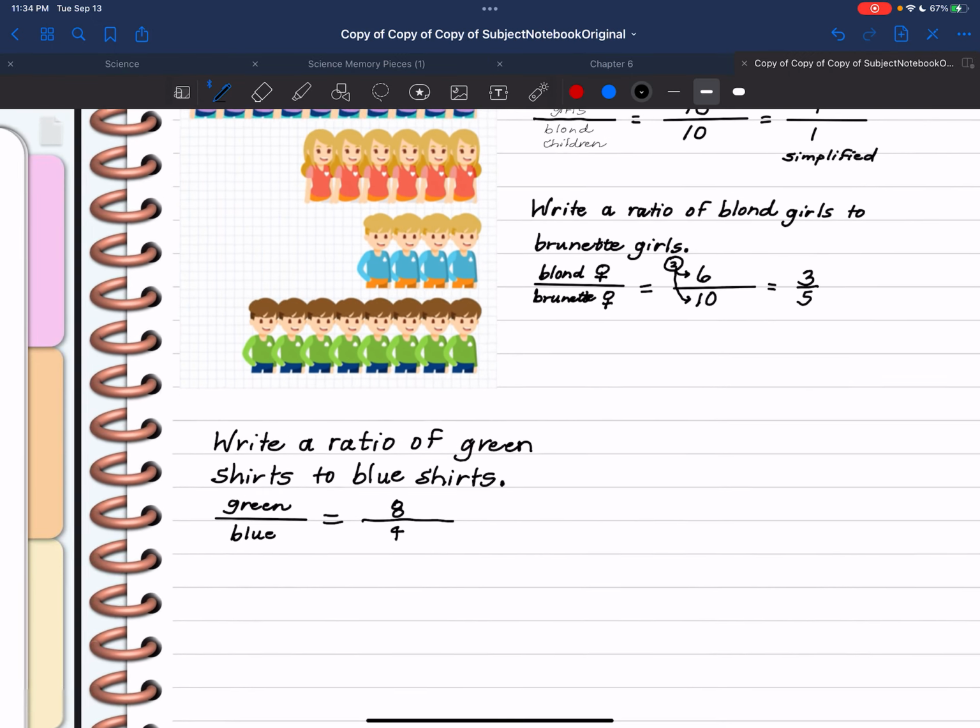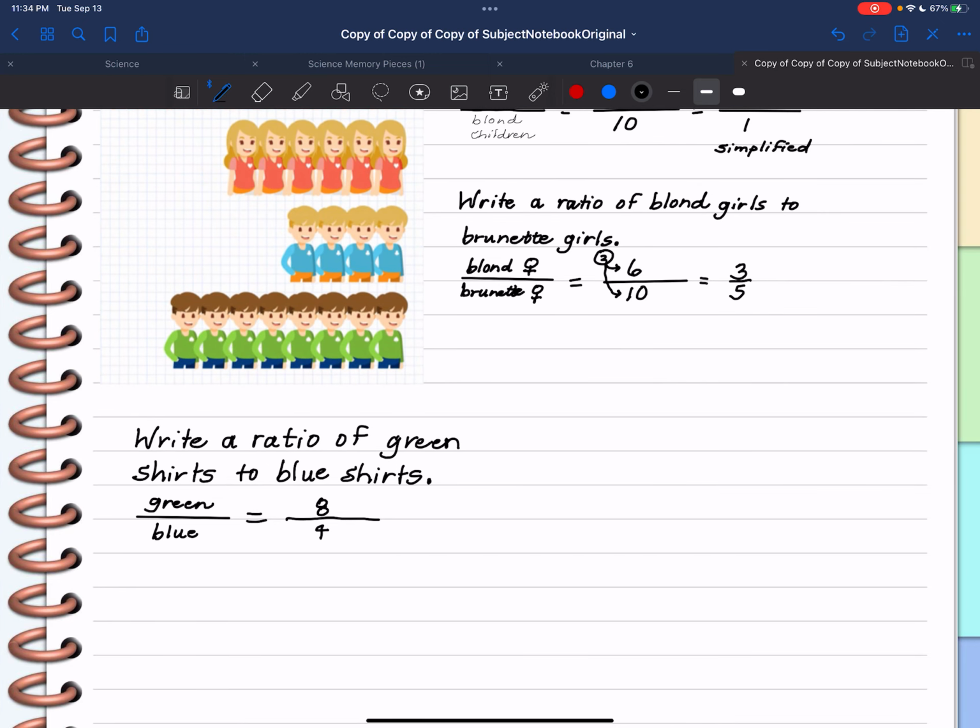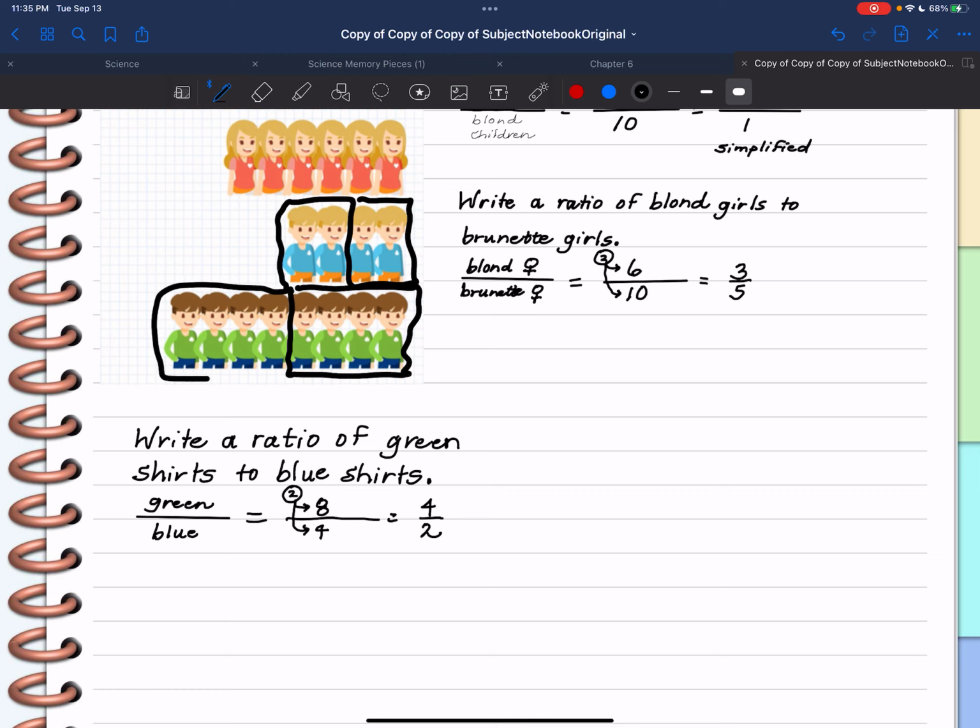So can this group be simplified? It sure can. We can simplify it down by 2. So we can say 2 into 8 is 4, and 2 into 4 is 2. So we could put 4 green for every 2 blue. So let's see if that works out. There are 4 green to 2 blue. And then we would have another group just like that.